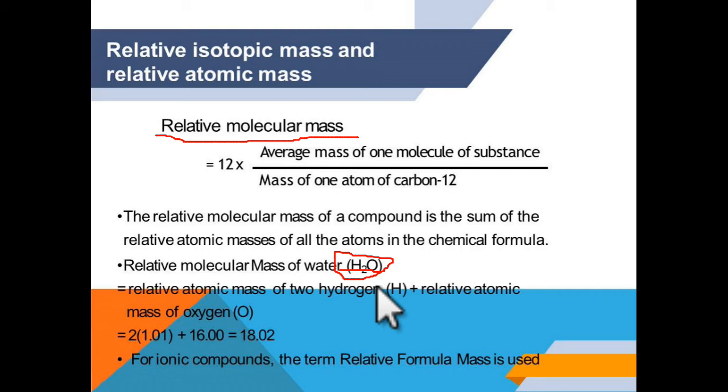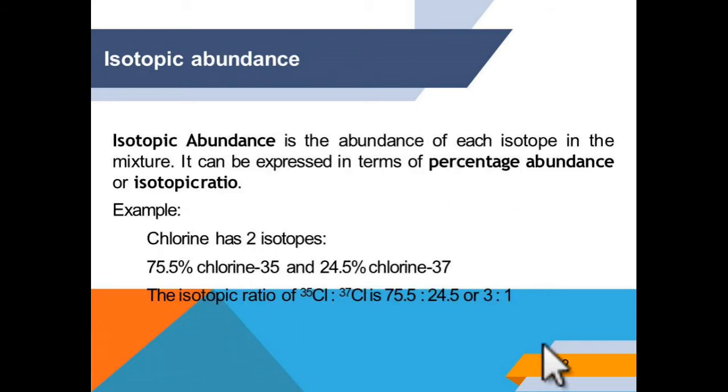The relative molecular mass, you can find by referring to the periodic table, where I have two hydrogens. This is the mass of the hydrogen atom, and this is the mass of the oxygen atom. Therefore, 2 times the hydrogen and 1 oxygen, I finally get the relative molecular mass of water as 18.